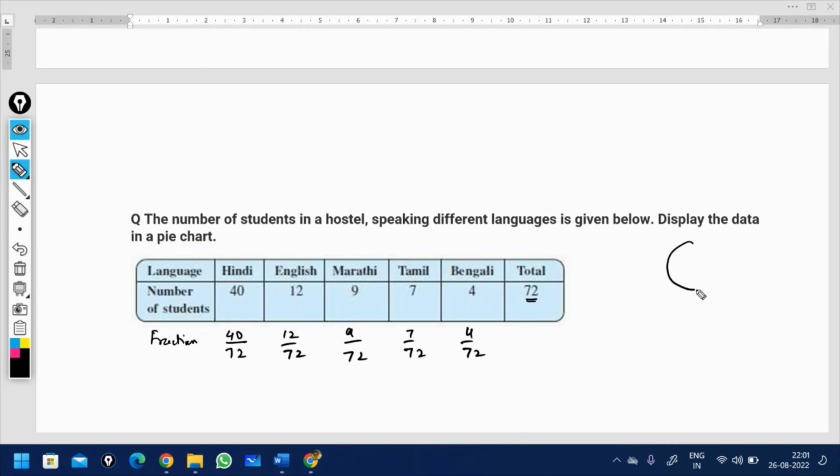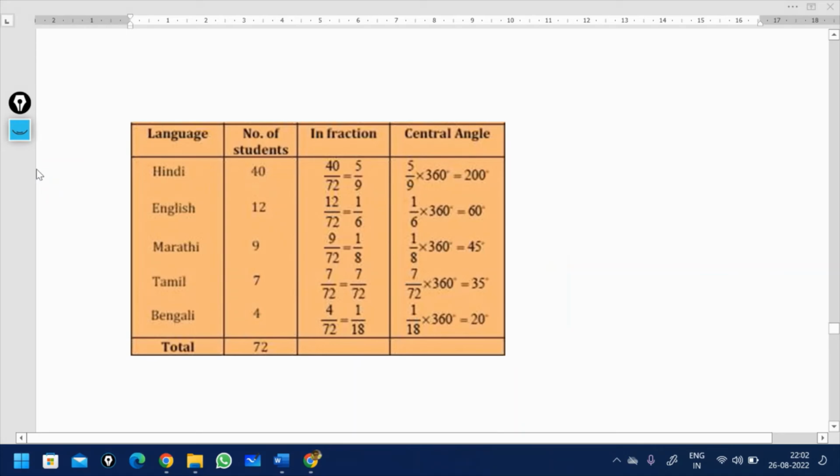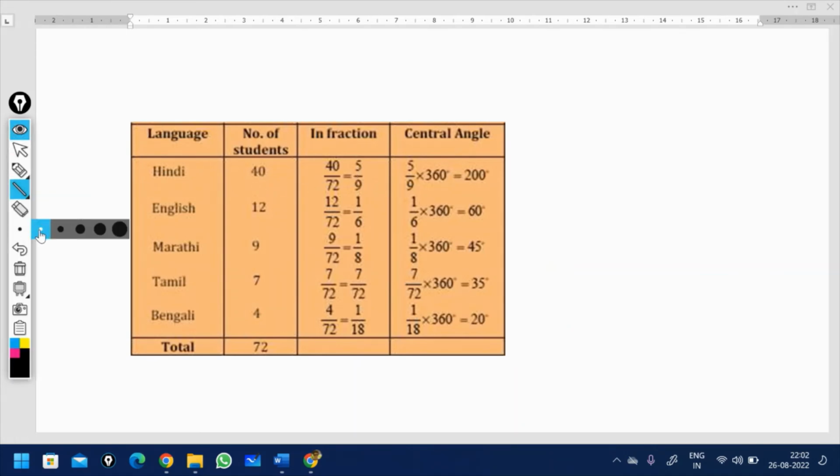We know that the total is 360 degrees, and to find the angle we have to multiply this by 360. Then only it will give you an angle. So you have to multiply the degree with a number in degree, to get an answer in degree. So we have to multiply each fraction by 360 degrees. For this, I have made a table here. You see, we wrote all the fractions, and now let me just quickly solve it for you.